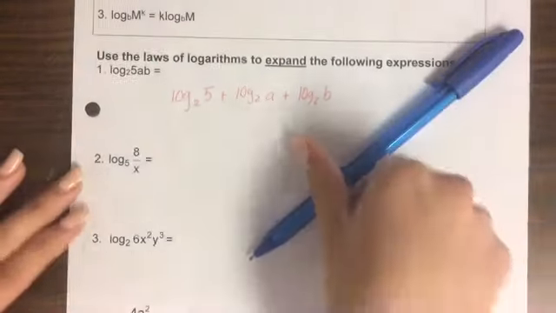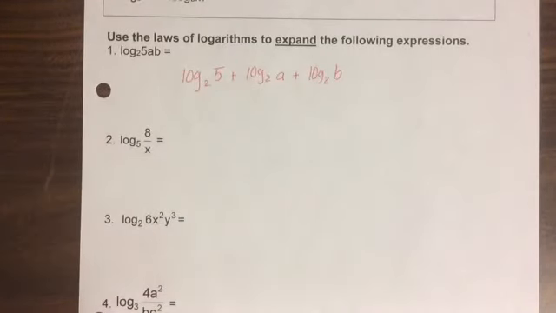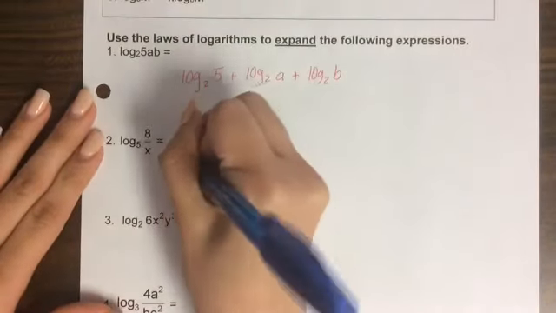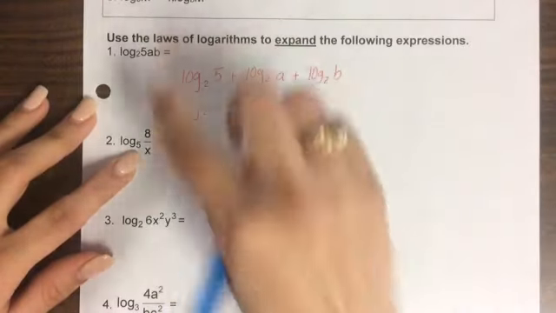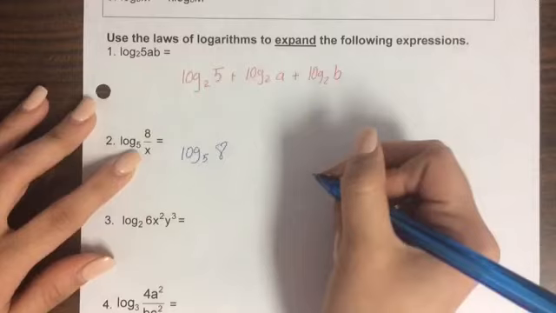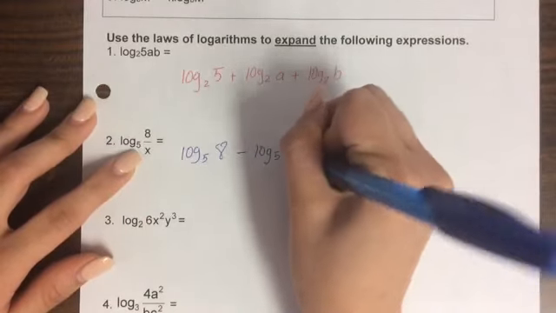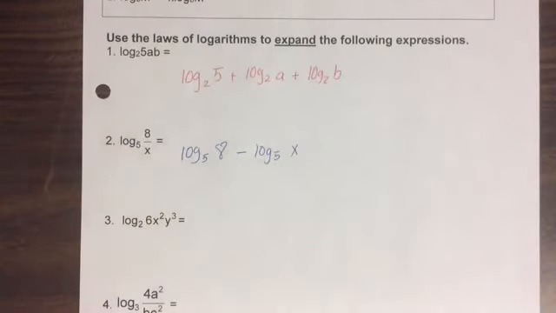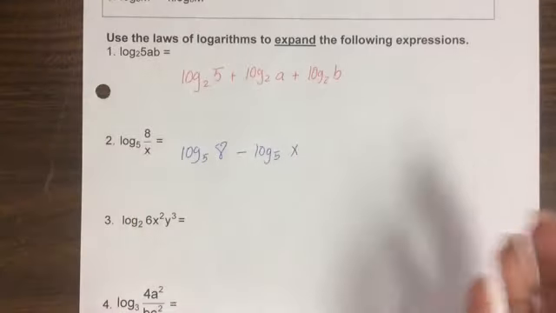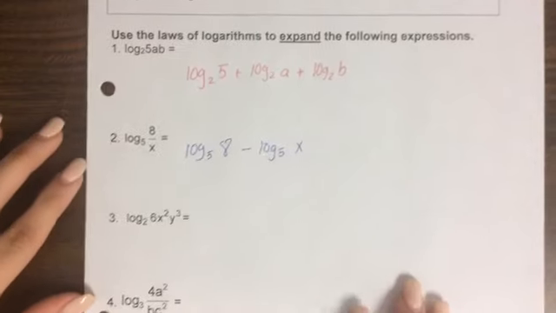Let's take a look at dividing. When you divide, you're going to subtract, and make sure your numerator is always the first number. So in this case, log base 5, my numerator is the top one, 8, minus log base 5 of x. Pretty simple. We're actually going to be using this when we're solving for logarithms and exponentials. So this will come in handy when that happens.